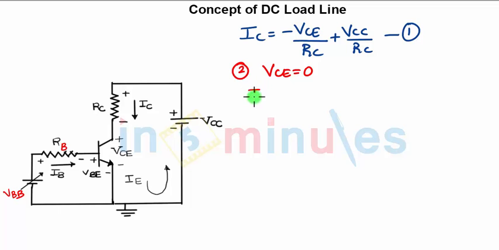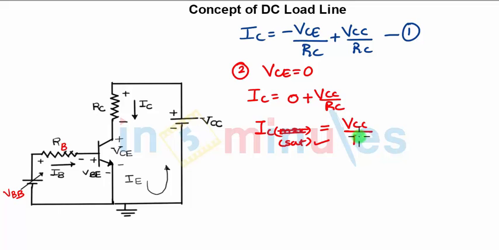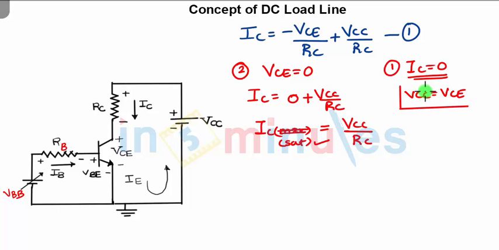When VCE equals 0, I will have IC equals 0 plus VCC upon RC. So I will get IC maximum, or saturation. Technically you should call it IC in saturation region, which will be VCC upon RC. So I have got two values: VCE is 0 in one case, and the second is when IC is 0. When IC is 0, I got VCC as VCE. So these are the two maximum values in the DC characteristics.